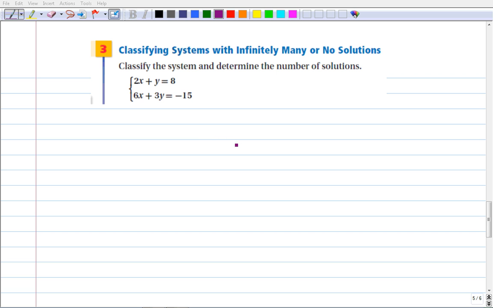Okay, now we're going to classify the system and determine the number of solutions. So because isolating y is pretty straightforward in this first one, let's go ahead and solve this for y, and then we can use substitution. Another option would be you could multiply and then use elimination, but it's up to you if it doesn't tell you. So if I solve this one for y, I'm going to get y equals -2x plus 8. So then I can substitute -2x plus 8 in for this y right here.